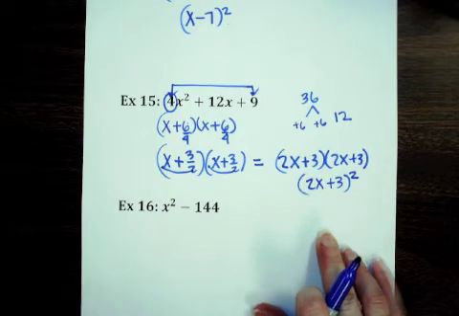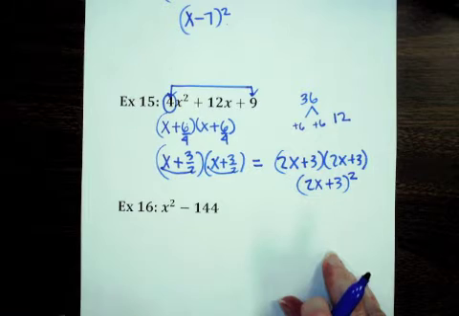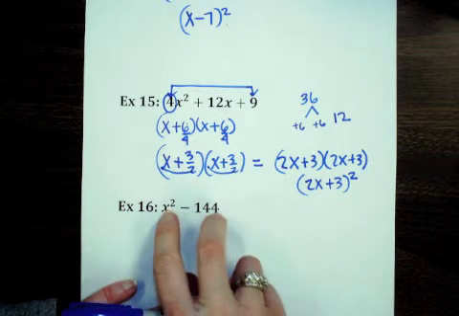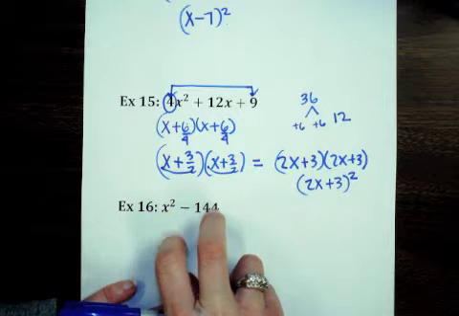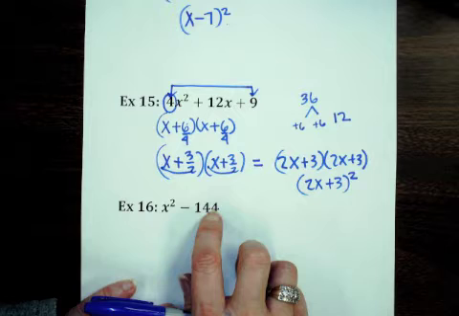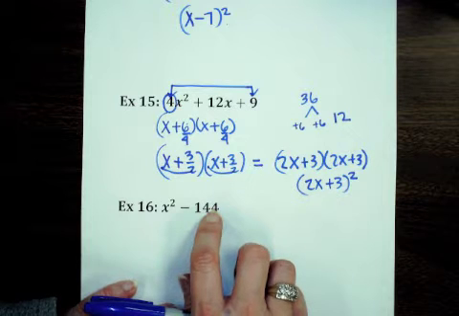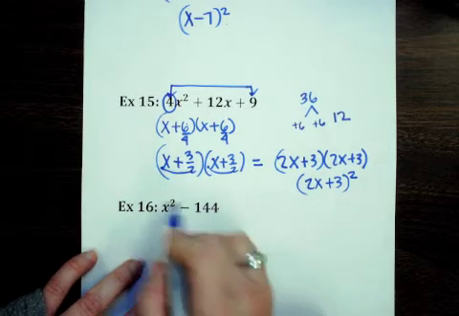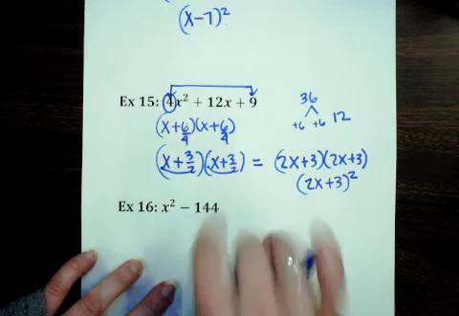Okay, example 16 is a special case. We call this a difference, meaning subtraction, of squares. I have a square here and a square here. X squared is a square, and 144 is the square of what number? Okay, it is the square of 12. So, the difference of squares. I can do it the exact same way.